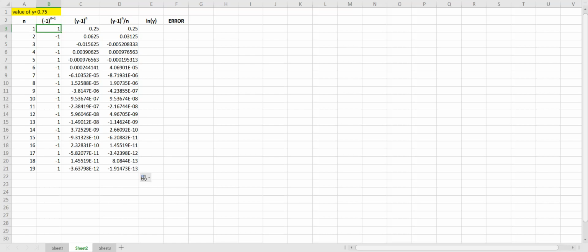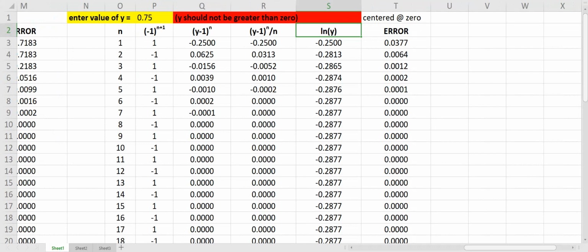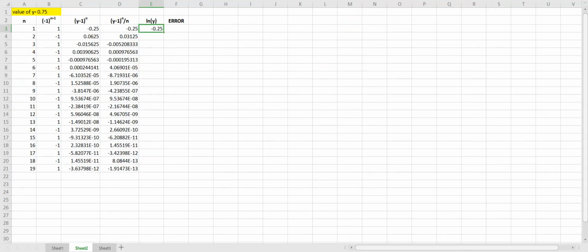So what we're going to do is we just multiply that, because we have n equal to 1. So we just multiply that. We have this times this. Okay, so let's enter negative 0.25. We can see in our spreadsheet 1 that the value is negative 0.25 also.